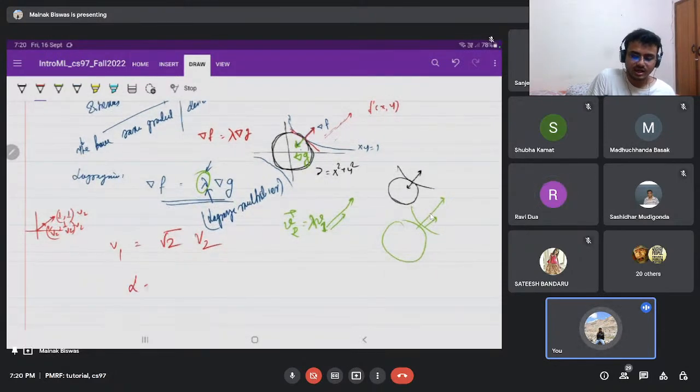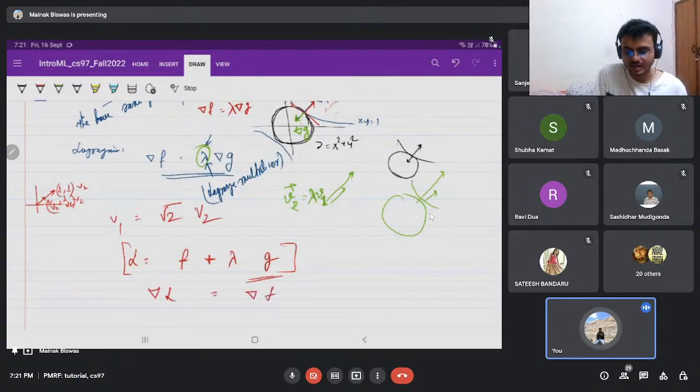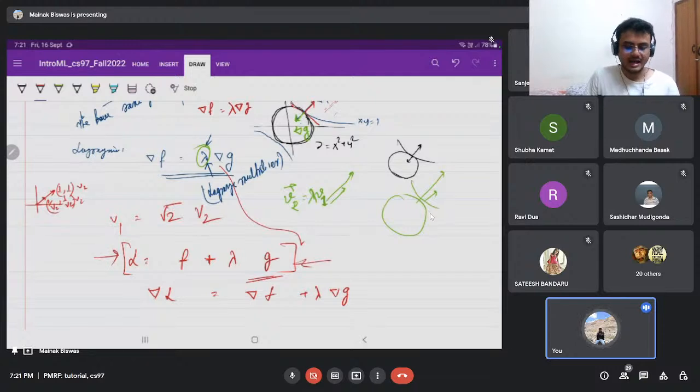So the Lagrangian is defined as the gradient of the original function plus some lambda into the gradient of the other functions. This is how you define a Lagrangian. So if you take the gradient of L, you in turn end up having gradient of f plus lambda times gradient of g. So you end up having this original equation, and then you set it to 0. So that's the same thing. So writing it in a compact manner, instead of writing in terms of gradient, you write in terms of the function. So you add a Lagrange multiplier and add this way.